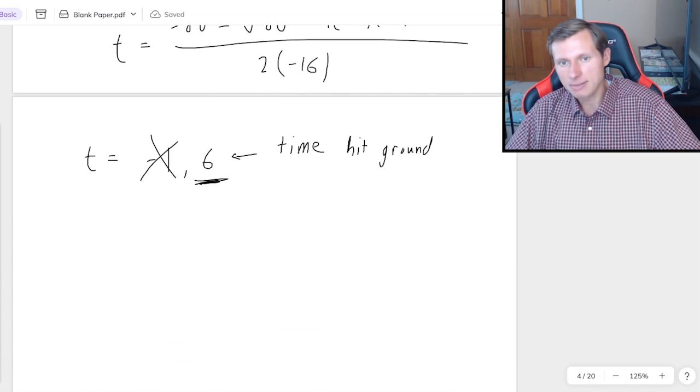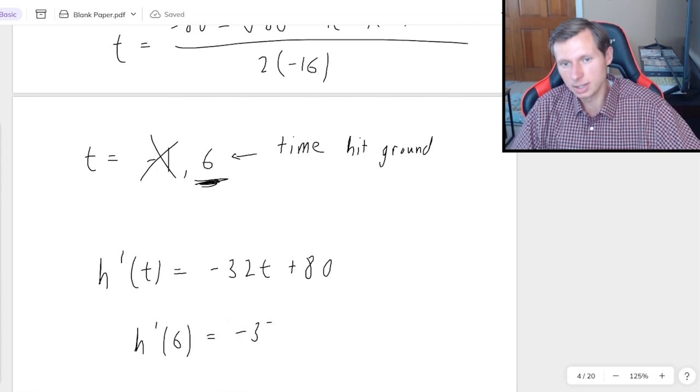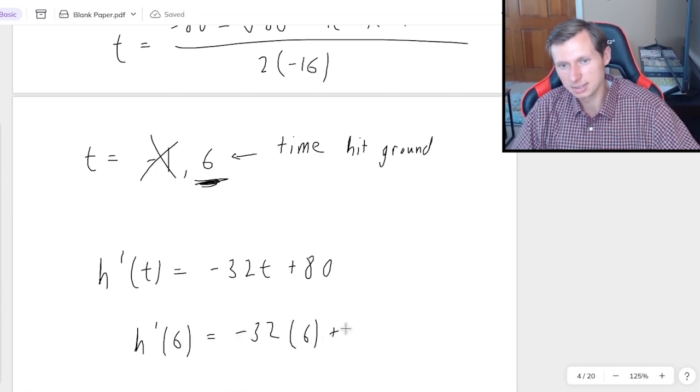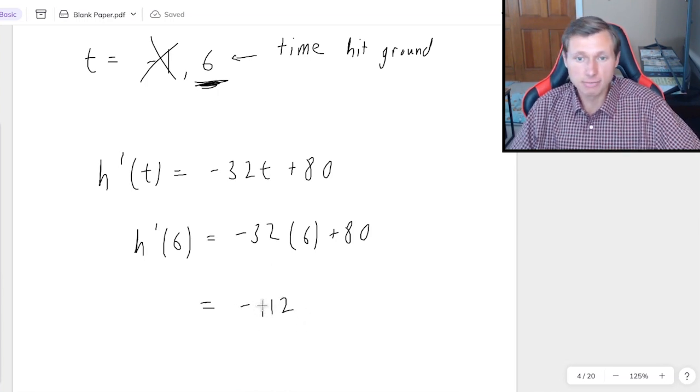So anyways, now that we have this time, remember we were looking for the speed when we hit the ground. Speed is related to velocity, which is the derivative. And now you just have to plug in 6 for t in the derivative. And when I plug this in a calculator, I'll get -112. But remember, this is a velocity.